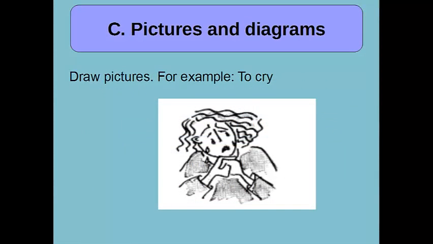Okay, so the third and last way to learn English vocabulary is actually the most simple way. It's by drawing pictures and diagrams to help you visualize the word that you're learning. For example, we have a person crying in the image, and on top we have the verb to cry. That way anyone can know instantly what it means.